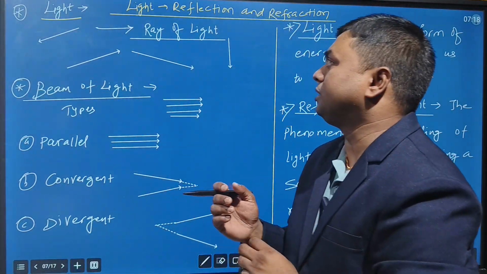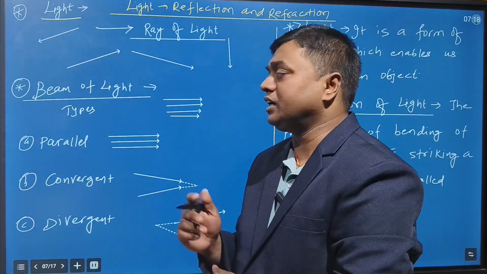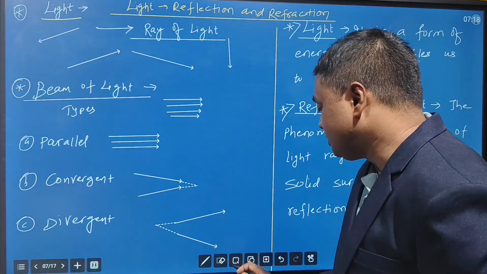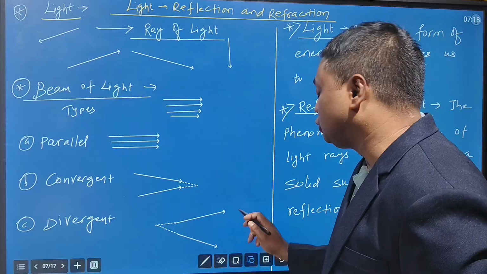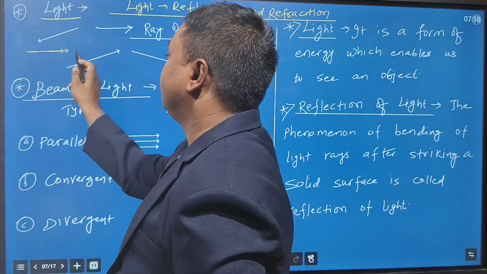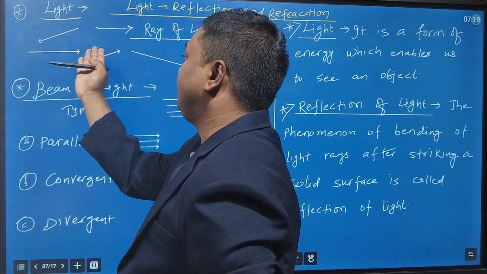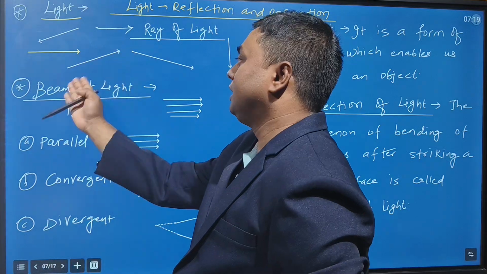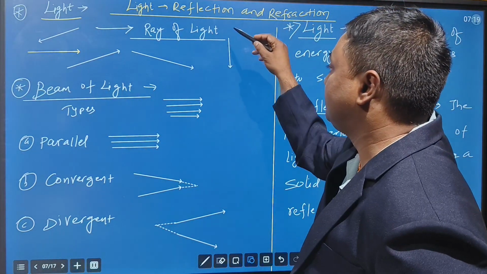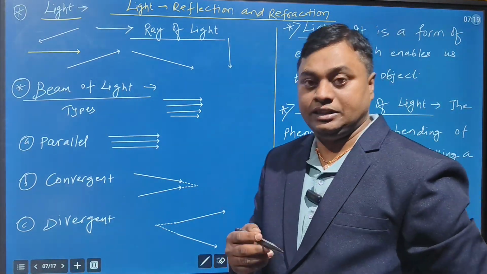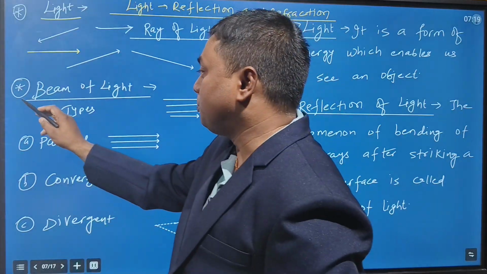We talk about the ray of light. What do you mean by ray of light? It is actually a concept which indicates the direction of propagation of light. If it is like this, the light is traveling in this direction. If it is like this, light is traveling in this direction. If it is like this, the light is traveling in this direction. Yes or no?